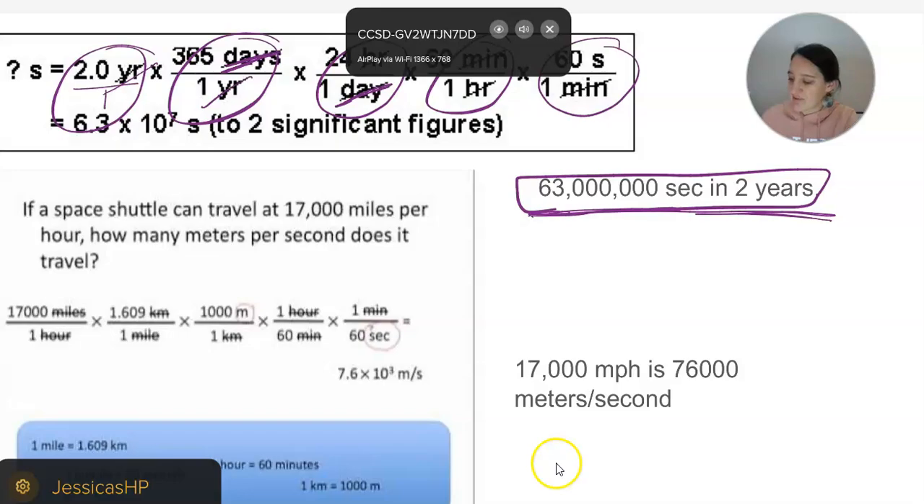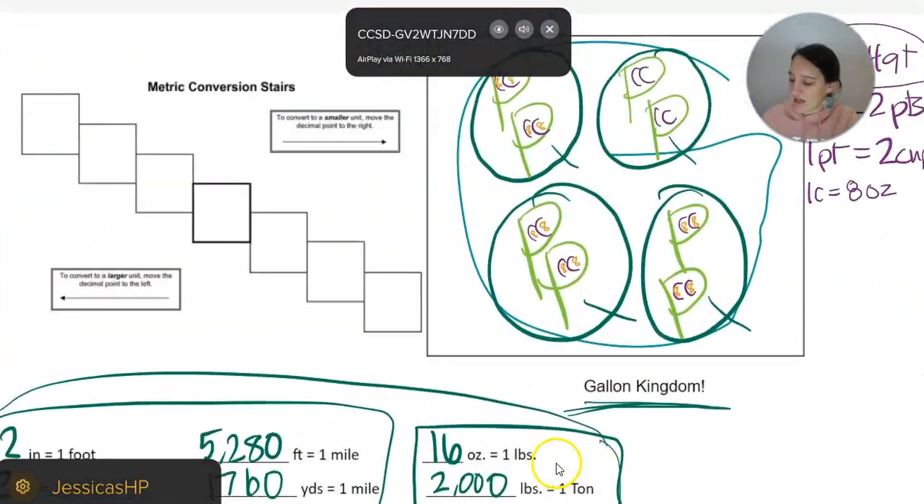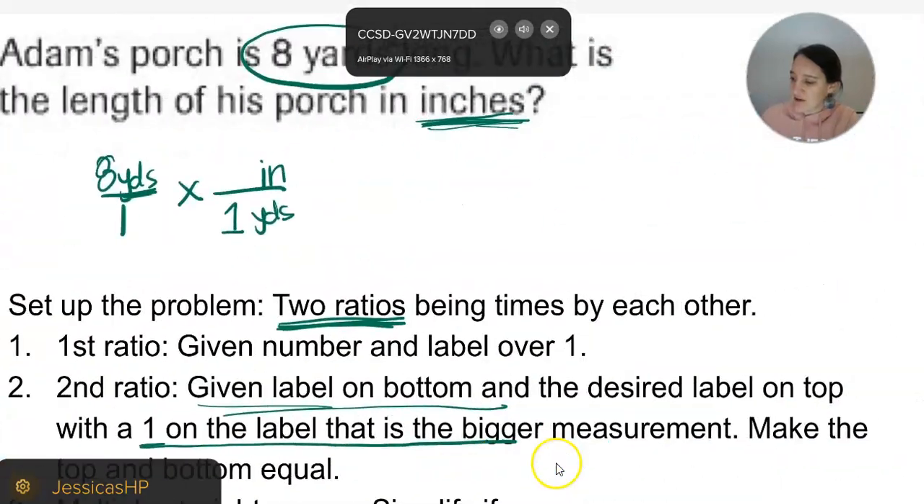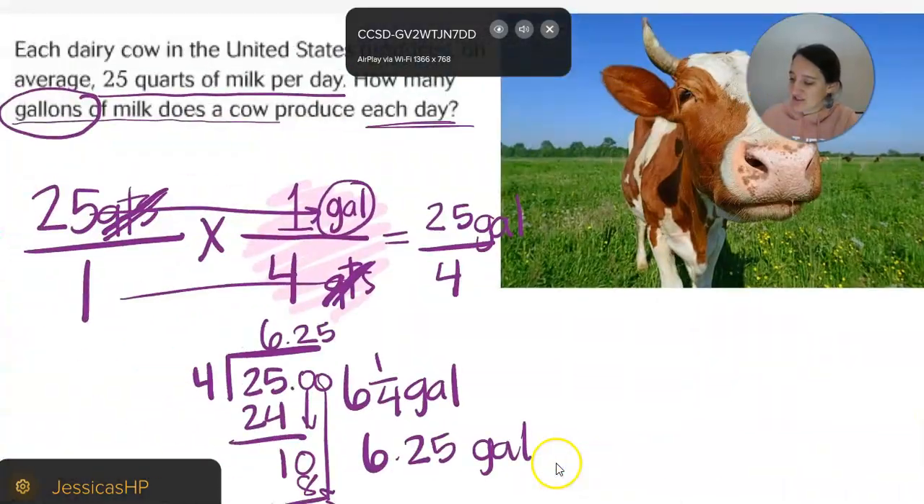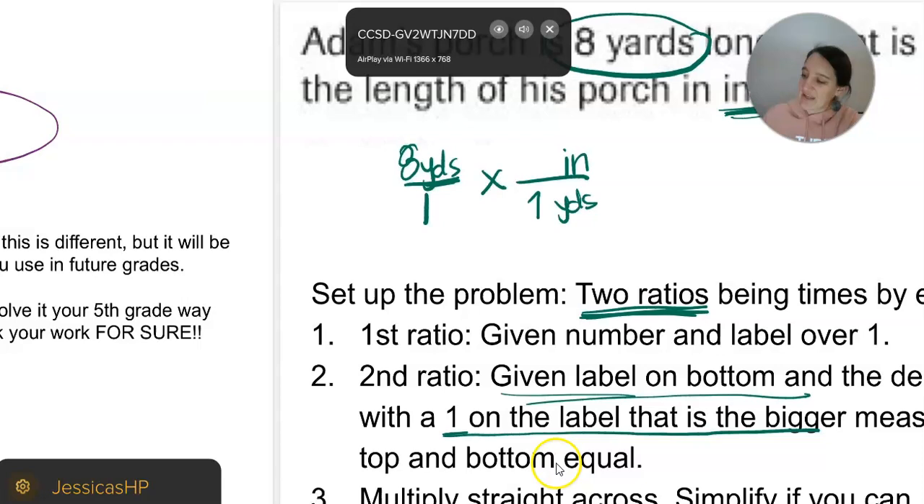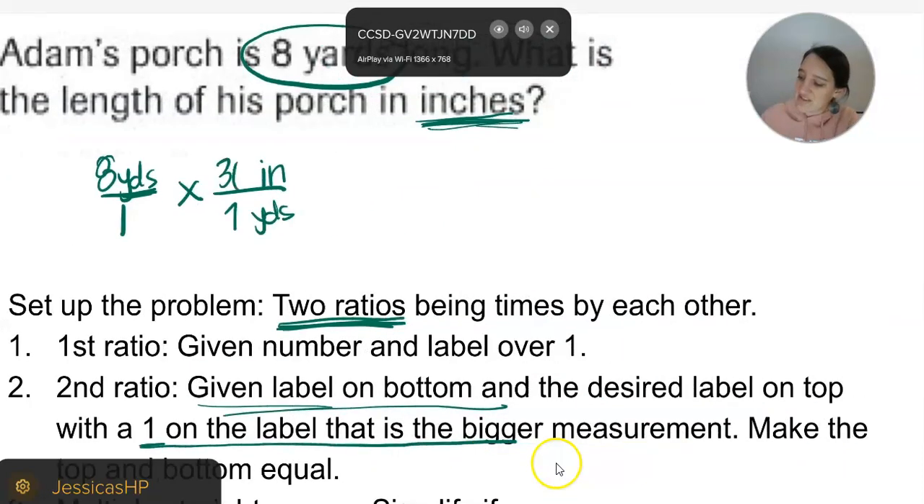And then if we remember from back here, a yard is 3 feet, right? But it's inches. How many inches are in a yard? It is 36. Oh, oops, I just deleted it all. It's 36 inches in a yard. So back here, we're going to do 36 inches in 1 yard. And we're going to multiply straight across, simplify if you can.